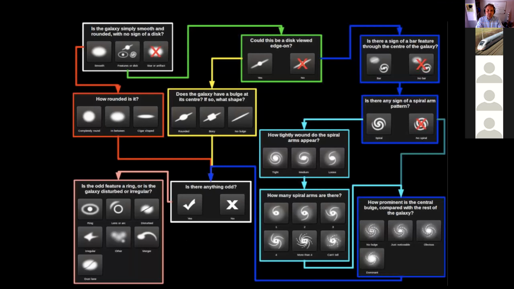So this is sort of what this looks like. And this is, as you can see, starting to look like buttons on an app. So you start at the top. Is this smooth? Is this featured? Is it neither? Is it a star or some artifact in the images? And then it goes, could this be edge on? And so you go through this flow diagram. But essentially, this is just you looking at a picture and hitting a button. And so this is something that you can just, I don't know, do while waiting on the bus.